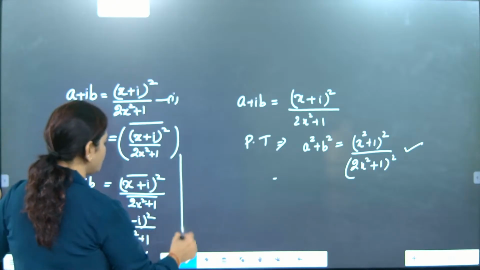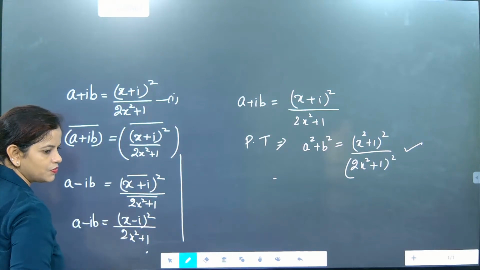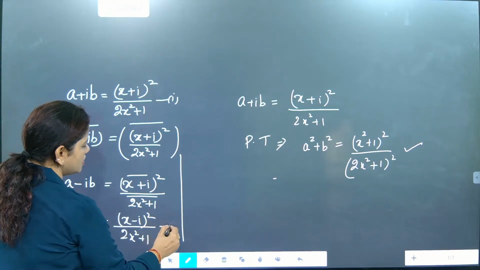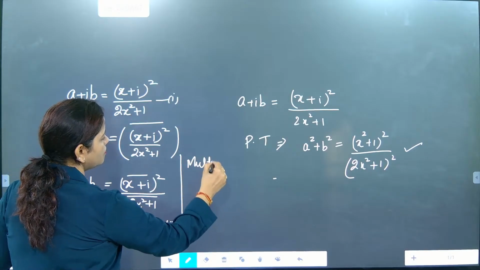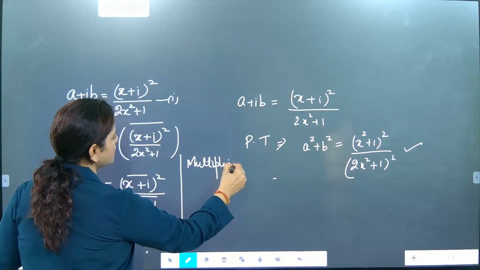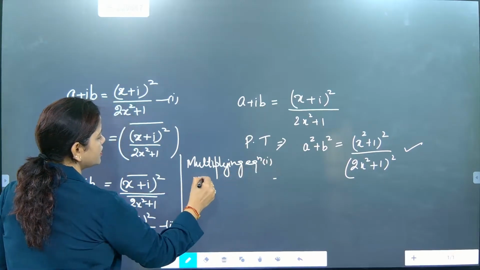So now after this, what you are supposed to do is multiply this one with this one as per our rule, multiplying equation 1 and equation 2. Now multiplying, Divya, are you listening? Multiplying equation 1 with equation 2.